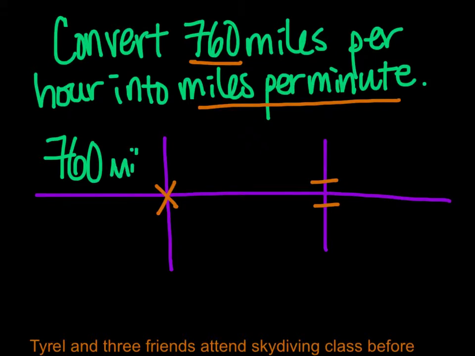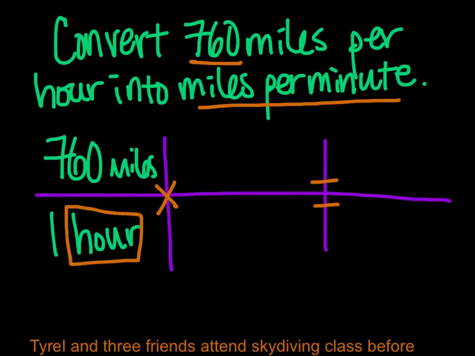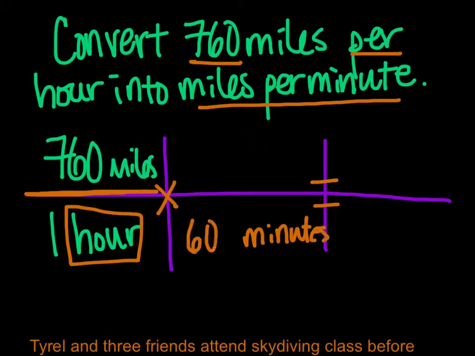So we have 760 miles per 1 hour. And we need to change this hour unit into minutes. And so we need to think, how many minutes are in an hour? Well, there's 60 minutes in an hour, and we need to have this hour still be on the bottom part of this equation, because per means fraction, so that's why I have this fraction bar here, and it's staying there. So we need to have minutes be on the bottom, and we know there's 60 minutes in 1 hour.